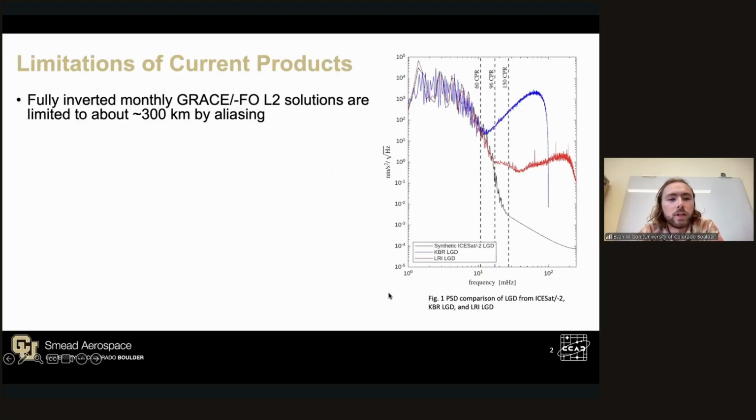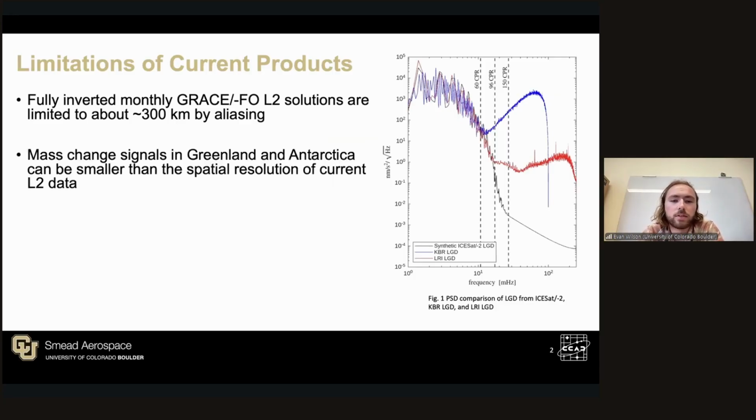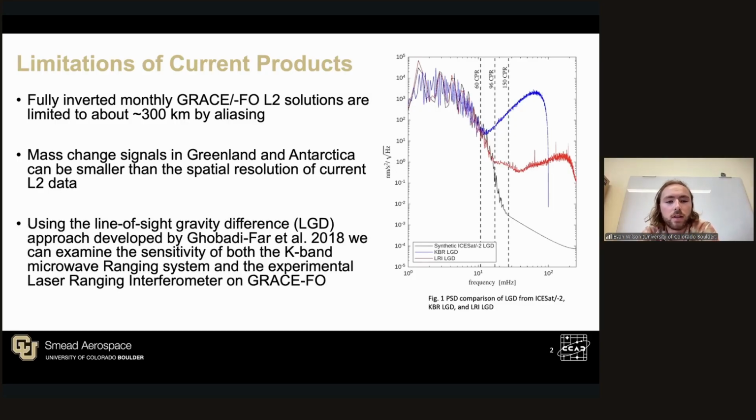So current fully inverted monthly GRACE Level 2 solutions are limited to about 300 kilometer spatial resolution by temporal aliasing, while mass change signals in Greenland and Antarctica can be smaller than the spatial resolution of the current Level 2 products. We can use the line of sight gravity difference approach developed by Ghobadi-Far et al.